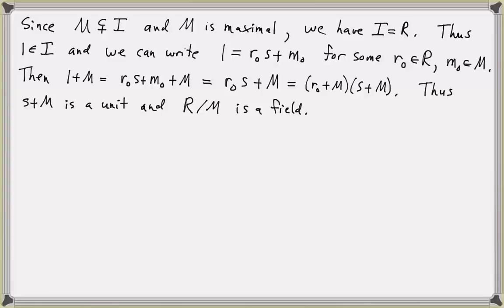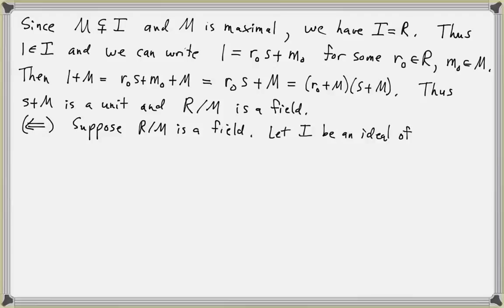Now we need to show that if R mod M is a field, then M is a maximal ideal. So let's suppose R mod M is a field, and let I be an ideal of R that properly contains M.